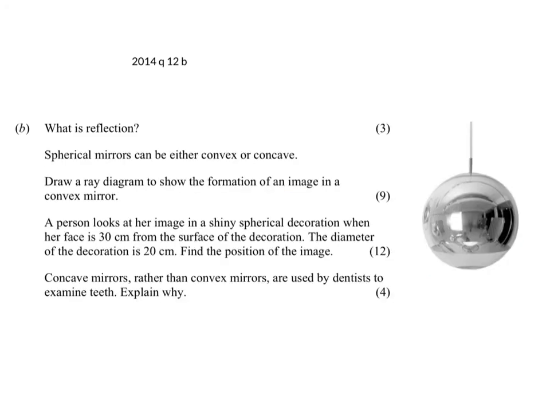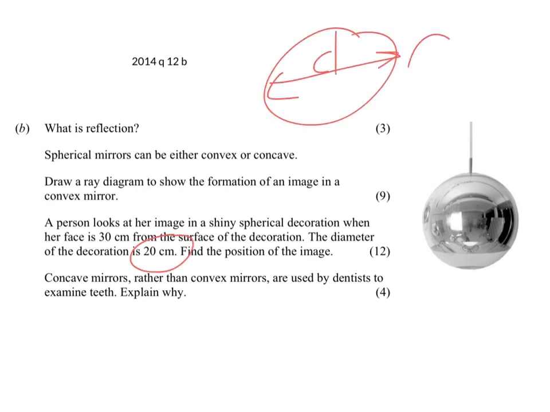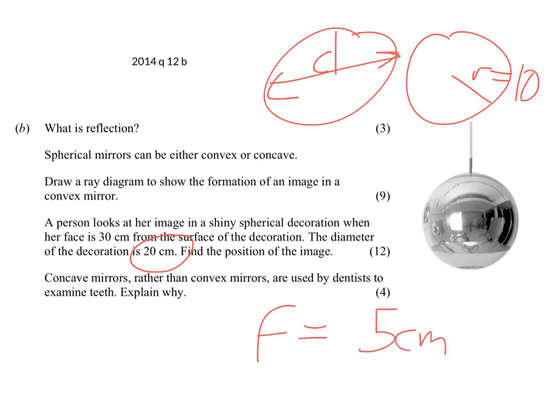Okay, this one is from 2014. As I said, I'm only going to set things from 2012 onwards, because that's when the examiner changed, the system changed, so that the questions are slightly different. The clue on this one is to find that the diameter of the decoration is 20 centimeters. That means the radius is 10 and F is 5 centimeters. A quarter of the diameter, half of the radius.